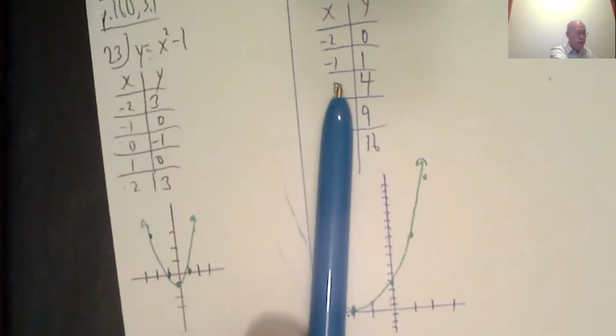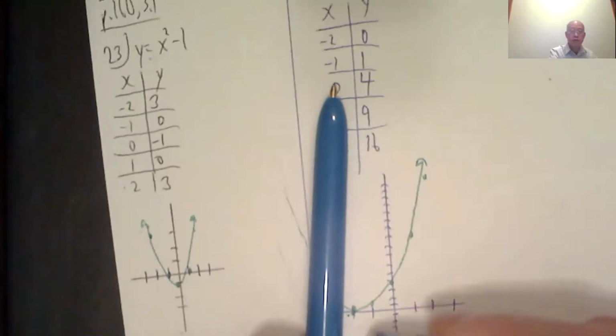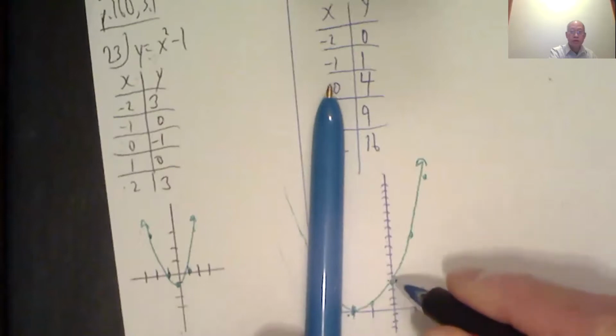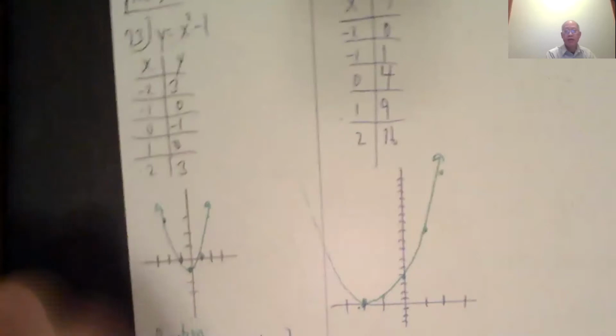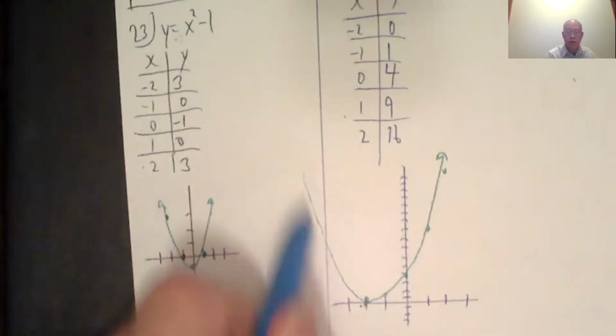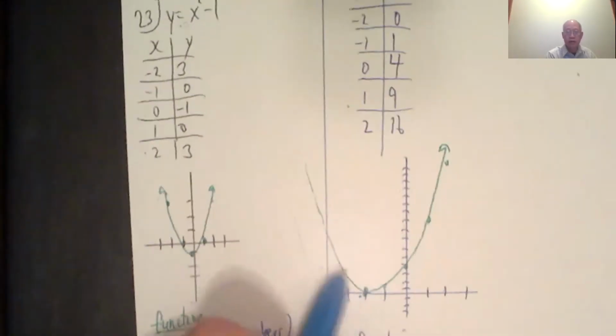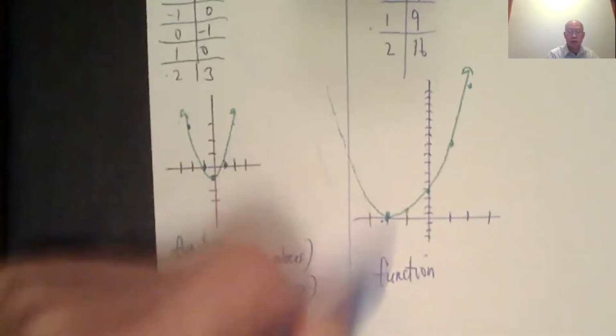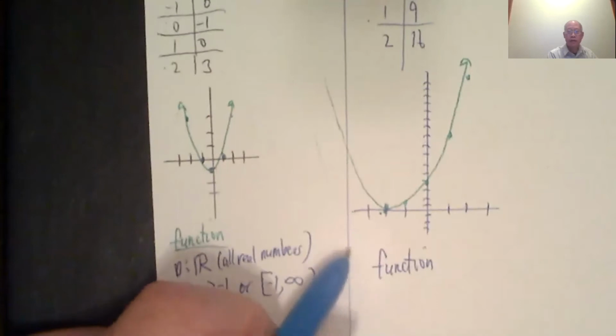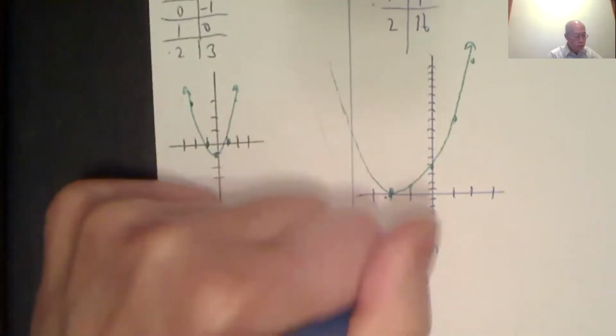So if I just plot those points, I get this: -2, 0; -1, 1; 0, 4; 1, 9; 2, 16. In reality, the graph actually keeps going up like so. So we would plug in -3, -4, and it would end up looking like this. It is a function. It does seem to pass the vertical line test. The domain is all real numbers.